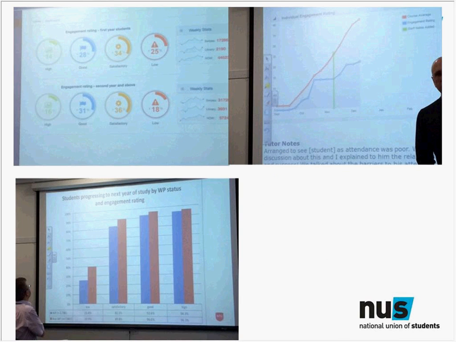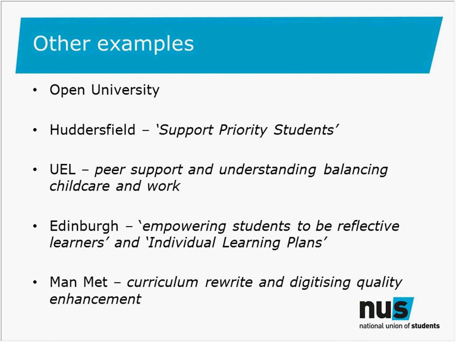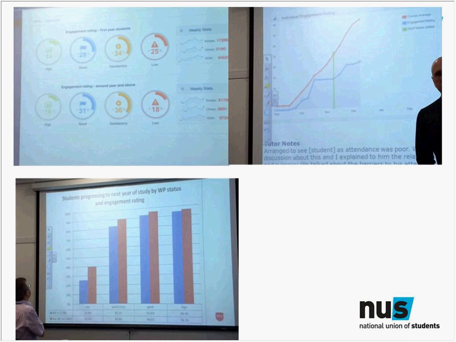Slightly less good pictures. If I just go back here, this student in this example, the blue line being above the red line, is a very strongly performing student because they're well above the average. If we go to this next slide, there we go.